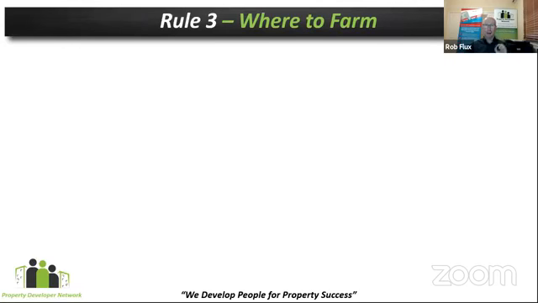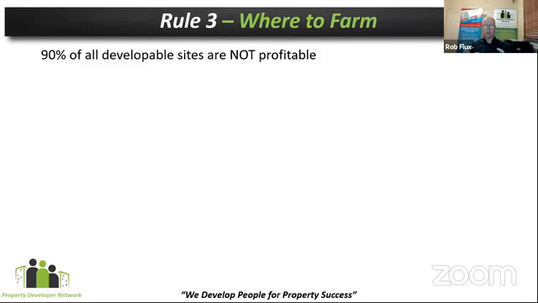Now, the reason why where to farm is important is that 90% of all developable sites are not profitable, which means that you could be in an area where you are banging your head up against a wall going, why can I not get a deal to actually stack? Every time I look at something, the numbers just don't work. And that's highly possible because that area might be developable but not profitable.